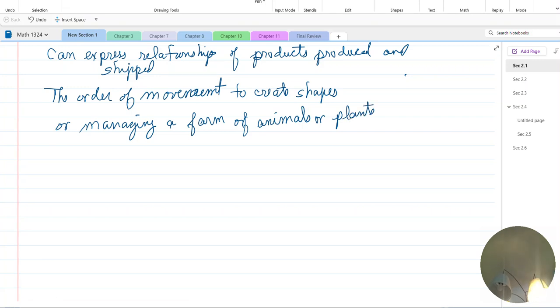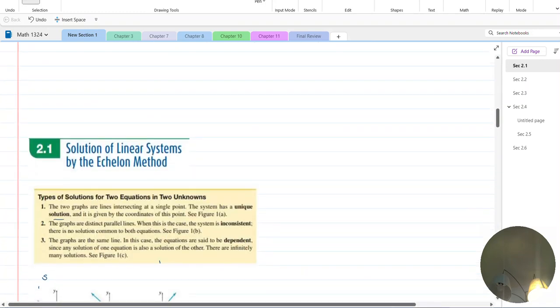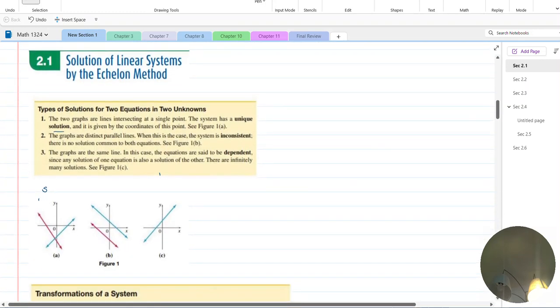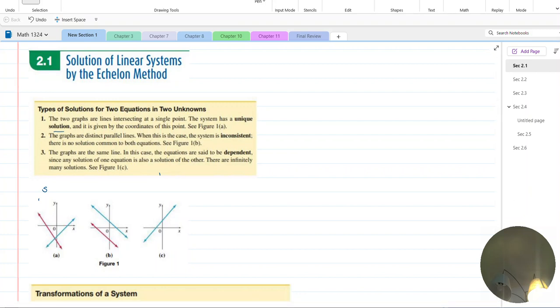So all of these things are linear functions that can be constructed to represent a desired outcome. And that's what we're going to be looking at. So the solution of the linear systems by the echelon method is our first attempt. And this means by hand. Later on, we'll do the calculator and it'll be a whole lot easier. But first, we have to learn the concepts of what we're doing.